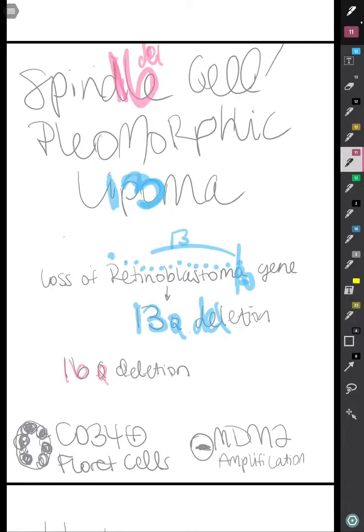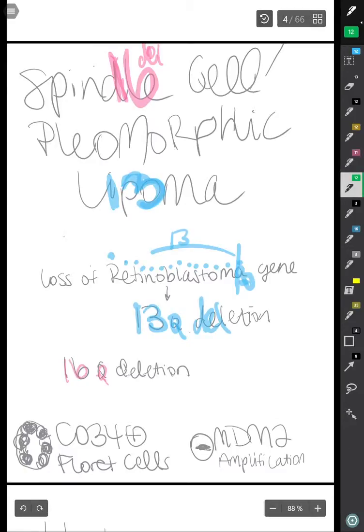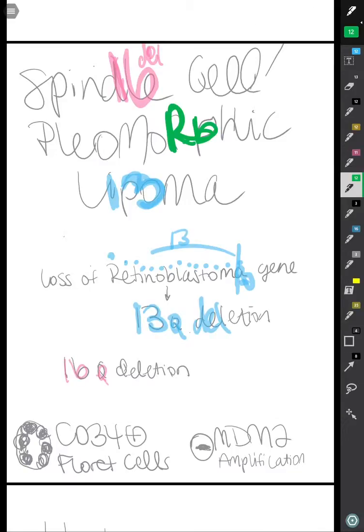And then, like I had mentioned, it can sometimes be confused with atypical lipoma or well-differentiated liposarcoma, which are known to have MDM2 positivity, meaning that they're amplified or overexpressed, whereas this is negative, so it's not amplified. Oh, and then to remember retinoblastoma, that's the other thing. Here is R, and then I do B, so retinoblastoma. So spindle cell pleomorphic lipoma, 16 deletion, retinoblastoma gene, which has 14 letters really, but since we're chopping off that A, you end up with 13.